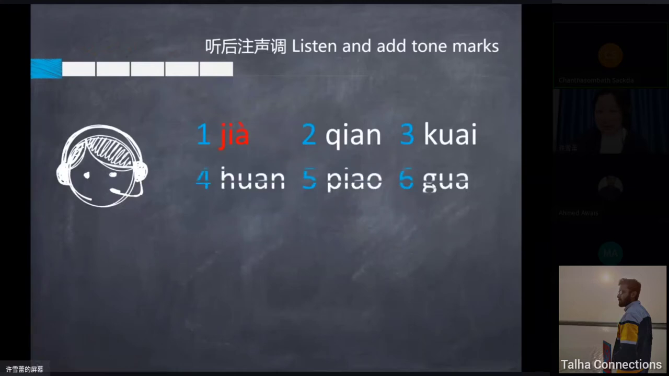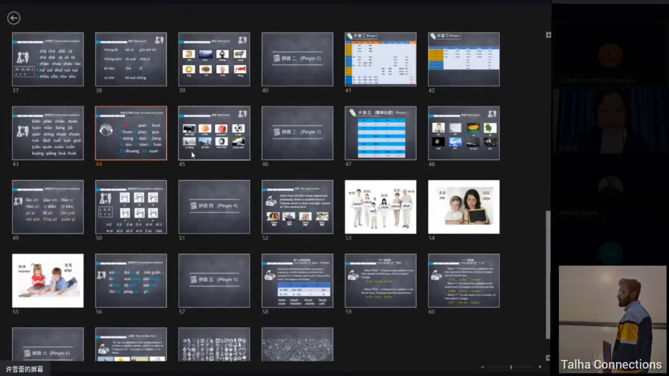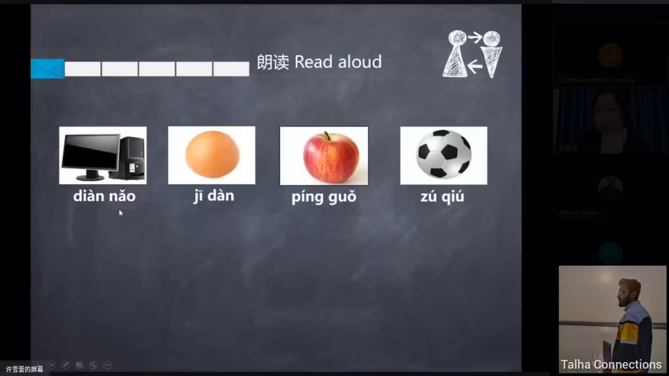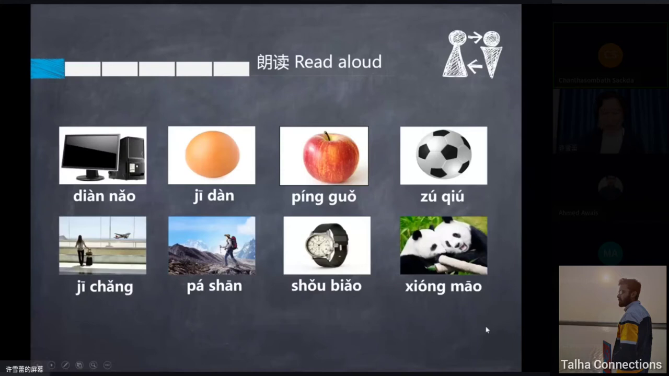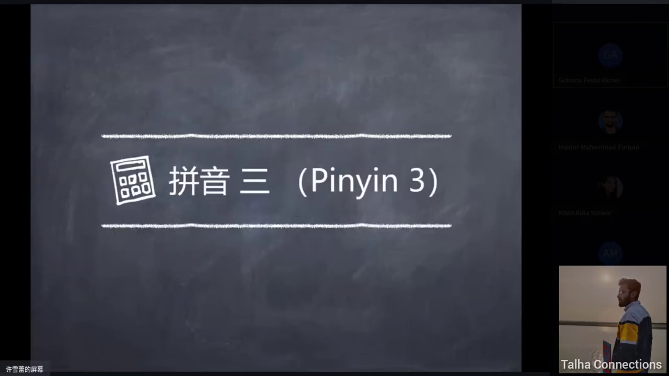And the last time you practiced these words. Now you turn on your mic. And I will ask you the English word, and you will read the corresponding Chinese expression, okay? Thank you everyone. Now, you did a very good job reading the words we have learned.